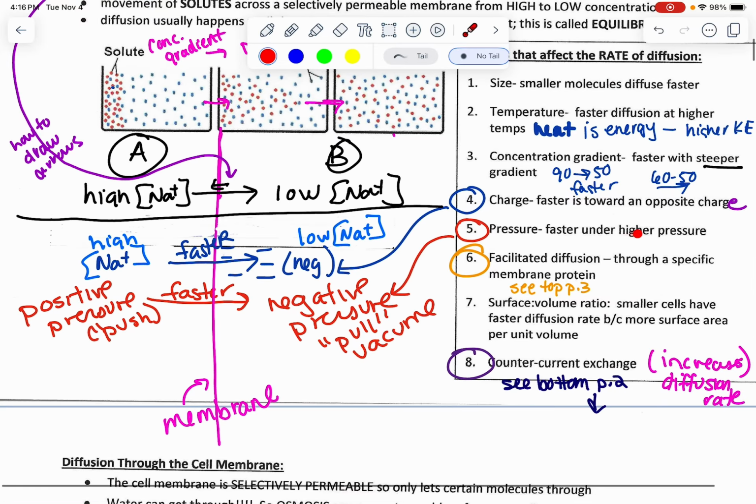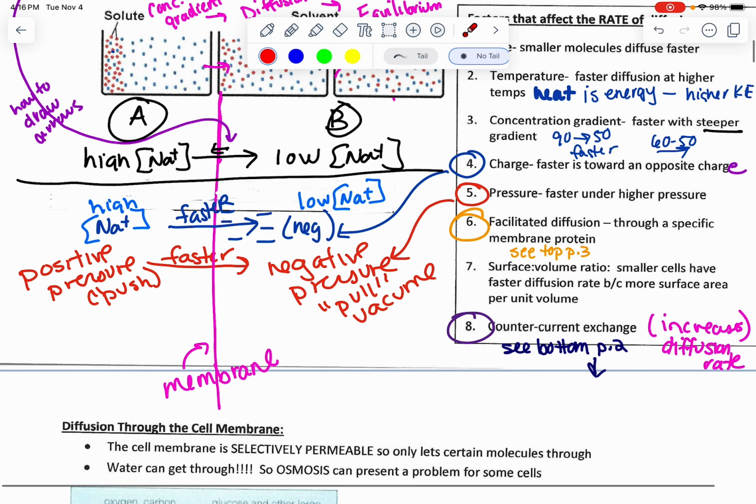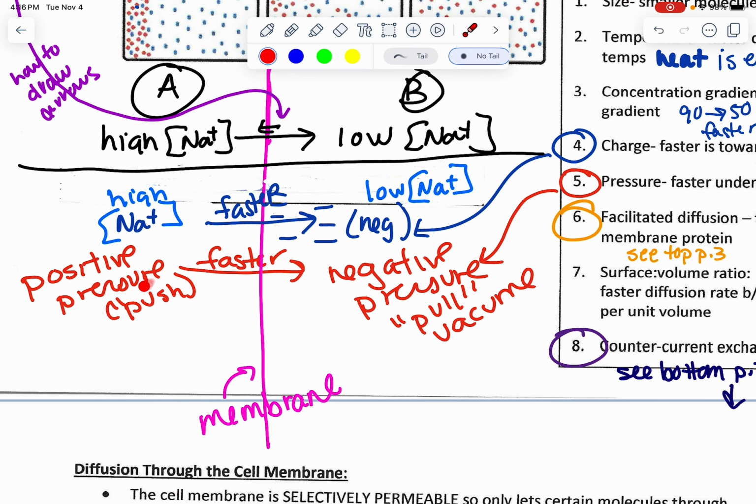Pressure can also influence diffusion because if you put pressure on a system, it moves the molecules more, so they're going to diffuse faster. So higher pressure tends to increase the movement of molecules, therefore diffusion. I just wrote that here. If I put a positive pressure on this side, like a push, like if I'm squeezing on this side, that's going to push molecules to diffuse faster than they would normally. There's also negative pressure, which is like a pull. If I had negative pressure over here, like if I'm pulling the stopper up on a syringe, that creates negative pressure to pull.